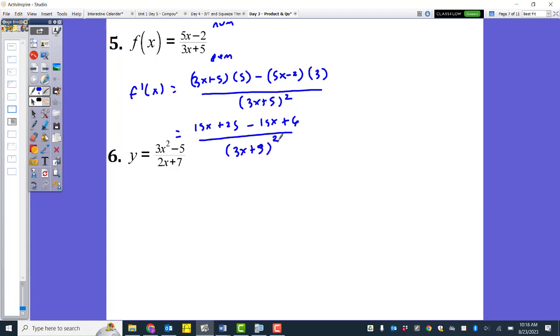Now we don't need to multiply out this denominator. It's a simplified form by being factored like that. So we end up with 15x's will cancel, 25 plus 6 gives us 31 over 3x plus 5 squared. Number 6 is just more practice with this, so nothing else to add with that one.